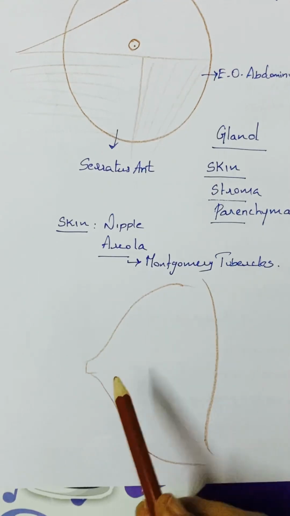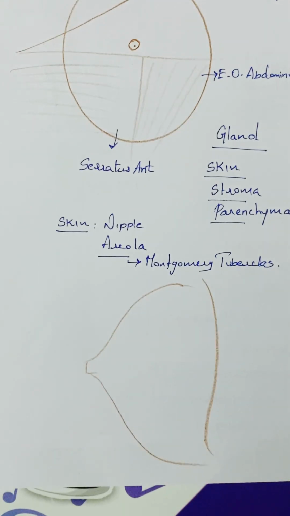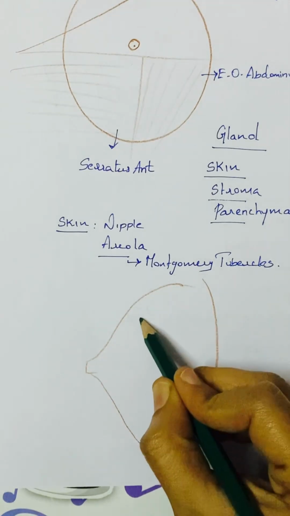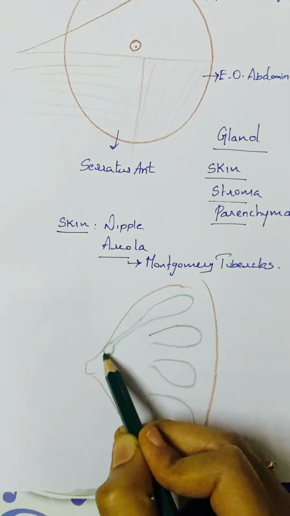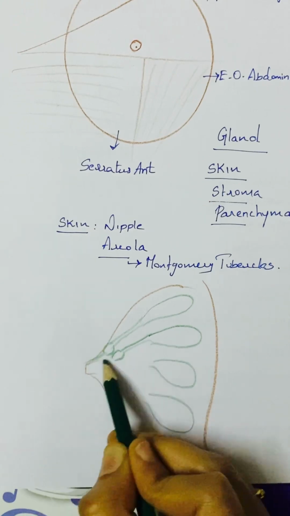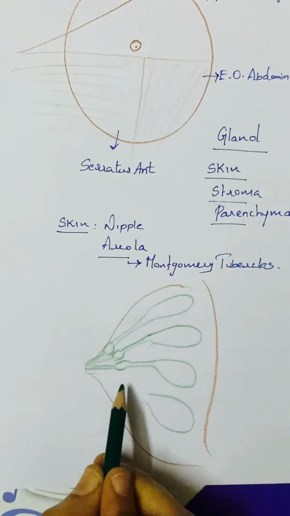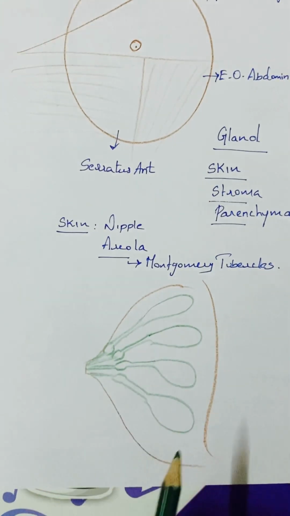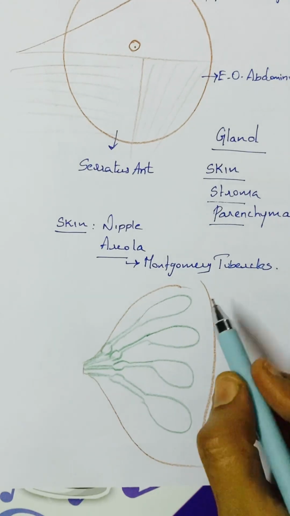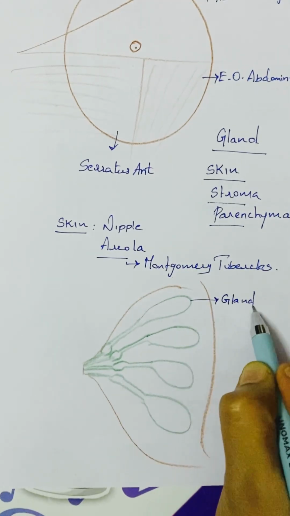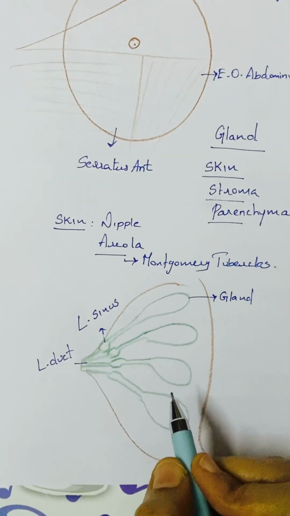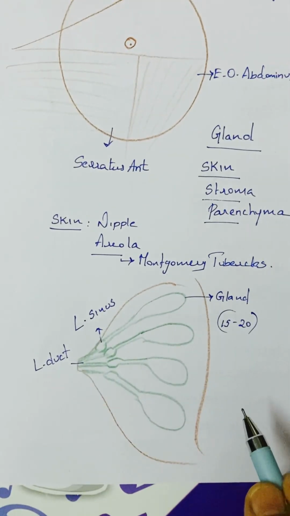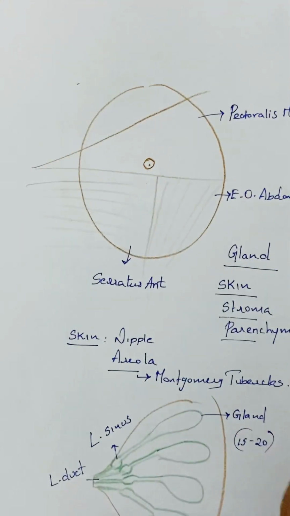Now regarding stroma and parenchyma, the gland contains lactiferous glands. There are approximately 15 to 20 glands which end in lactiferous ducts. Before opening into the nipple, it forms a dilatation called lactiferous sinus. So these are glands, these are lactiferous sinus and lactiferous ducts, which are approximately 15 to 20.